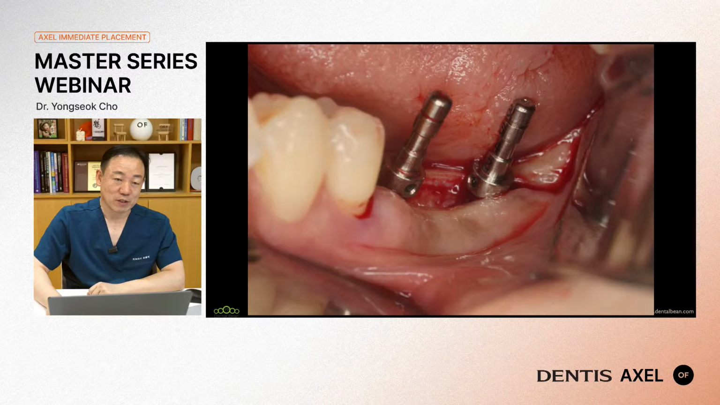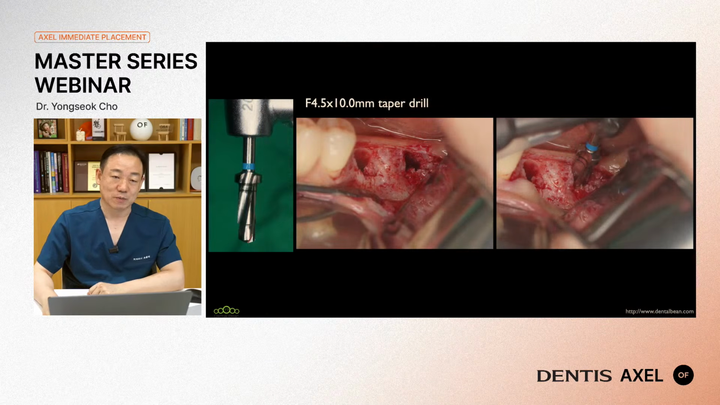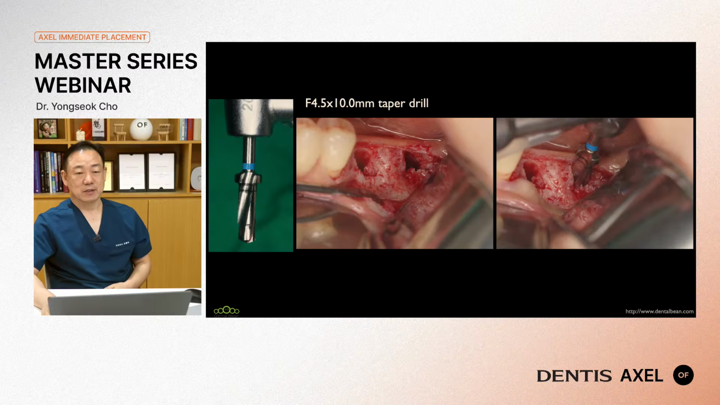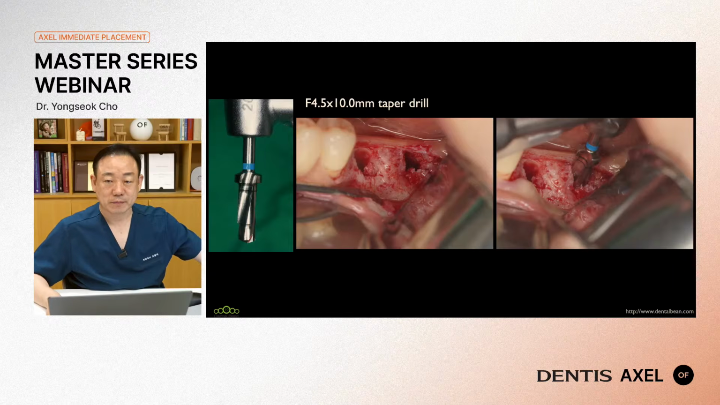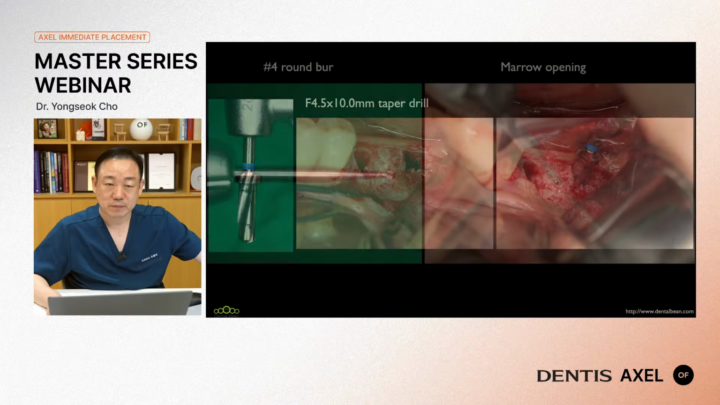When position and angulation look good, enlarge the osteotomy site. Depending on bone density, use the final drill. In this case, I used a normal drill because it looks like normal bone. Drill was 4.5 by 10 millimeter.